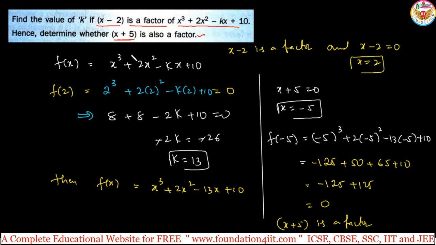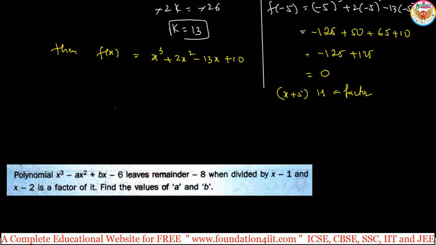So whenever they are asking whether it is a factor, check whether the remainder is 0. If the remainder is 0, then it is a factor. Let us see one more sum of this type: the same function or single polynomial with two conditions, how to solve.